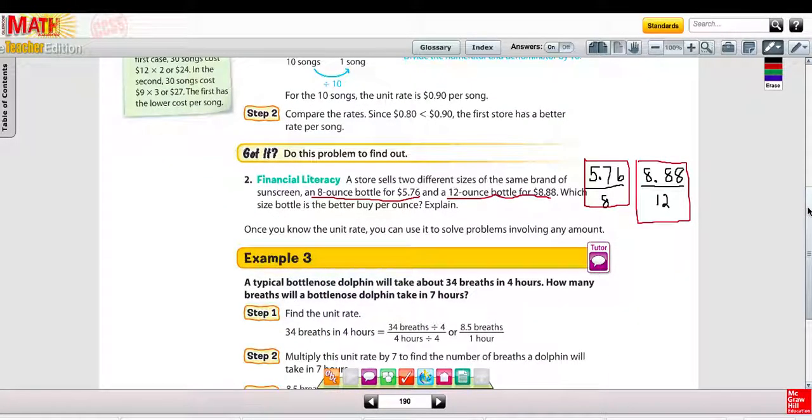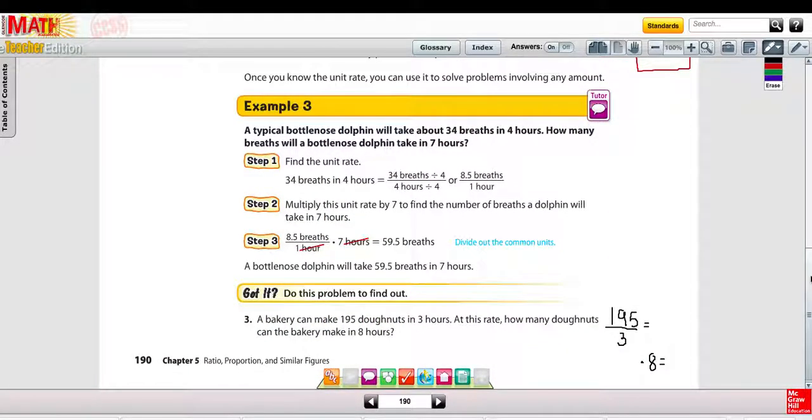At the bottom of page 190, example 3, we have the ability to find the unit rate, and then you can solve the problem further involving any amount. So in the example, we're going to find the breaths per 1 hour first, and then take that times the number given or asked for in the problem, which is 7 hours.